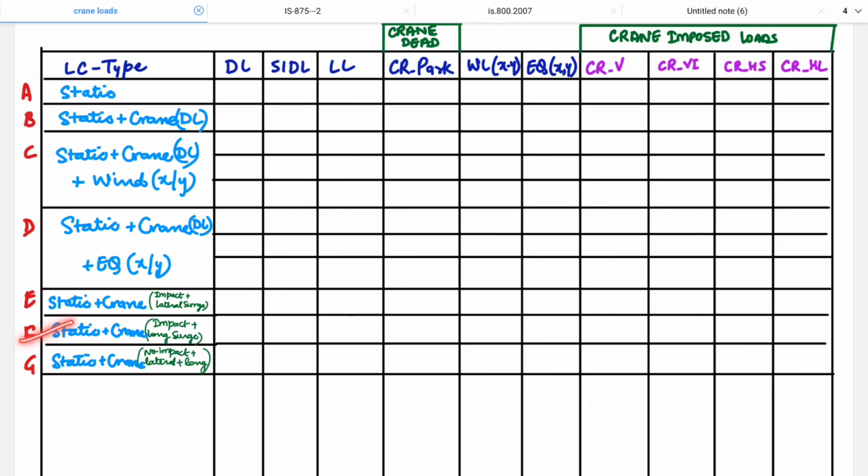Then next one, F. F is what? Dead load, static. Then we have impact and longitudinal surge. Then we have static crane, no impact, lateral and longitudinal. So we have dead load, static, no impact, plus this, plus this. So these are the combinations. Now what are the various factors for load combination that we will fill now?